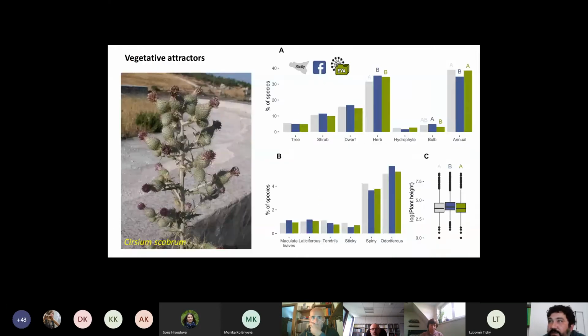Then we saw the vegetative attractor, but in this case spiny and immaculate leaf doesn't have any significance. But as I told before, of course, in Facebook there are more herbs, while in the EVA dataset there are more annual species that are not recorded so much by Facebook users. And also, as I told before, the bulb species are more frequent in Facebook, mainly the orchids, which are a very nice topic for amateur botanists.